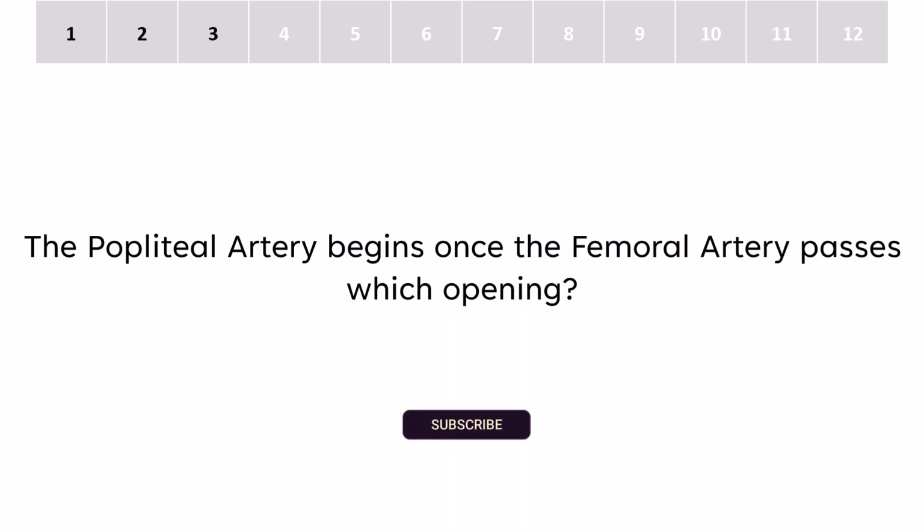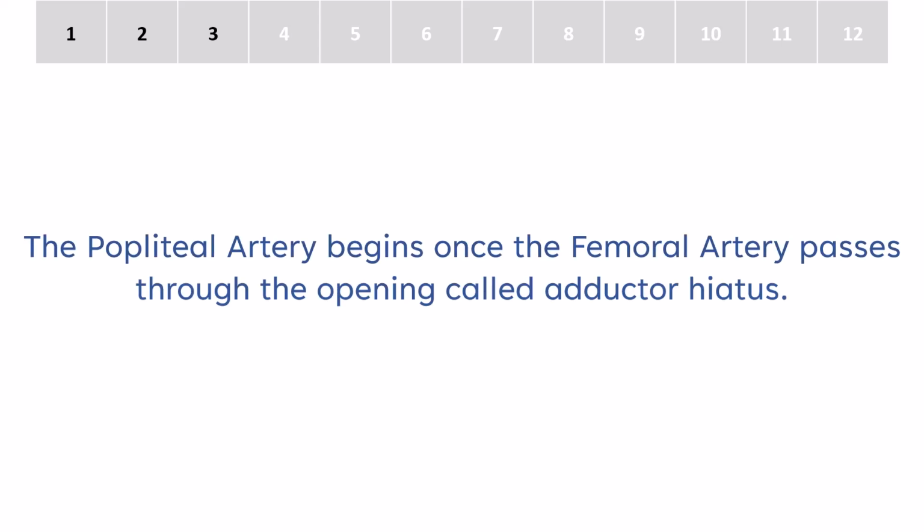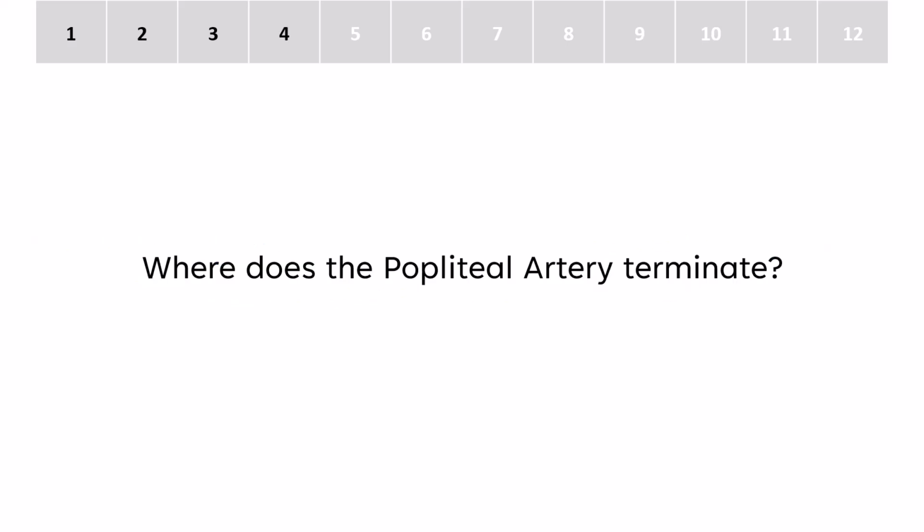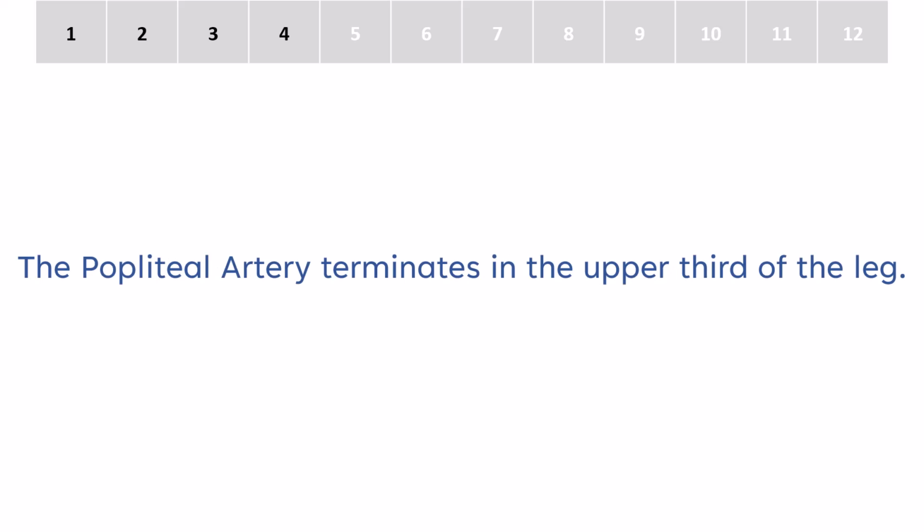The popliteal artery begins once the femoral artery passes which opening? The popliteal artery begins once the femoral artery passes through the opening called adductor hiatus. Where does the popliteal artery terminate? The popliteal artery terminates in the upper third of the leg.